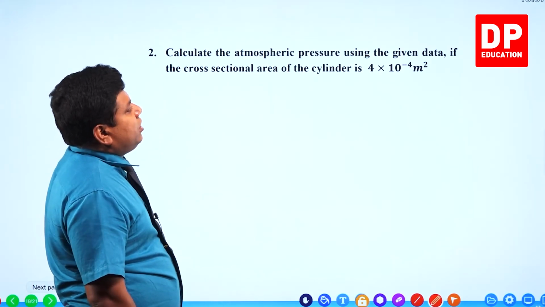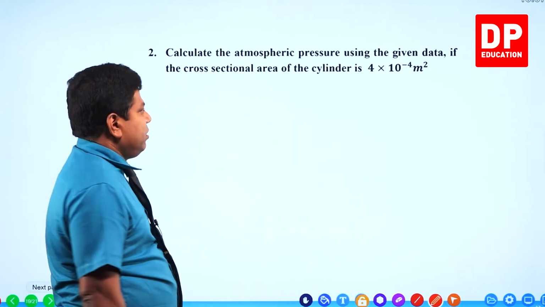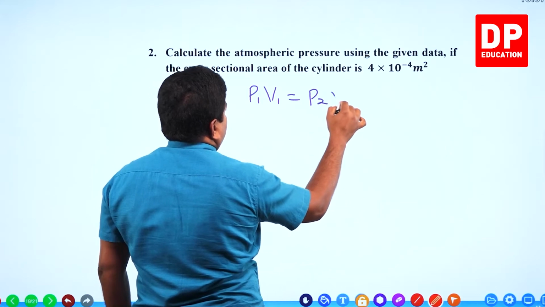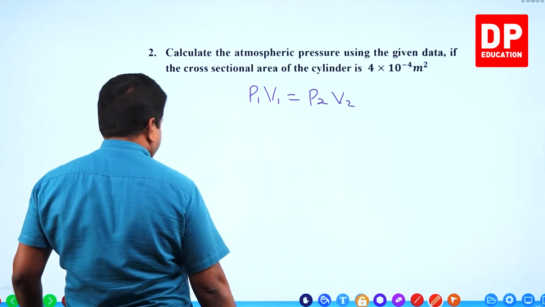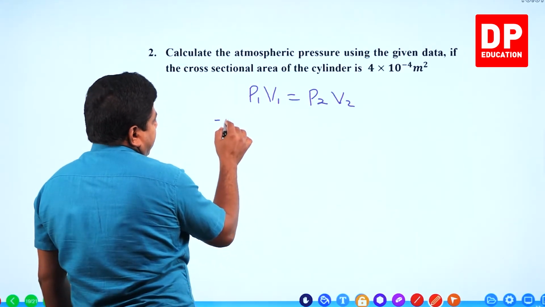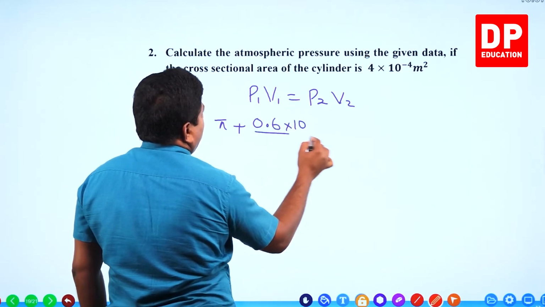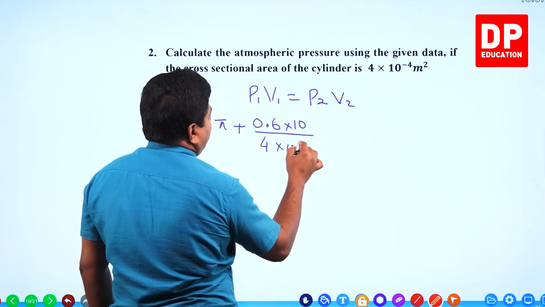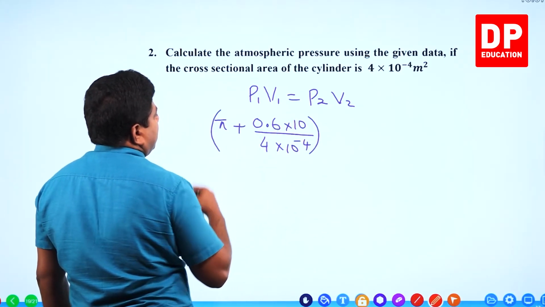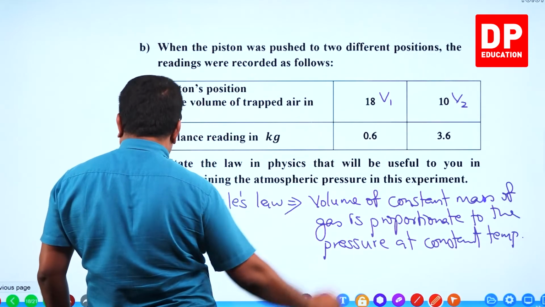Calculate the atmospheric pressure using the given data. If the cross-sectional area, I told you they have to give you the cross-sectional area, that's given. So we'll say P1 V1, P2 V2. P1 V1. Initially the reading is 0.6. So it will be Pi plus 0.6 into 10 over 4 into 10 to the power minus 4, right? Pressure. Volume in milliliters 18.